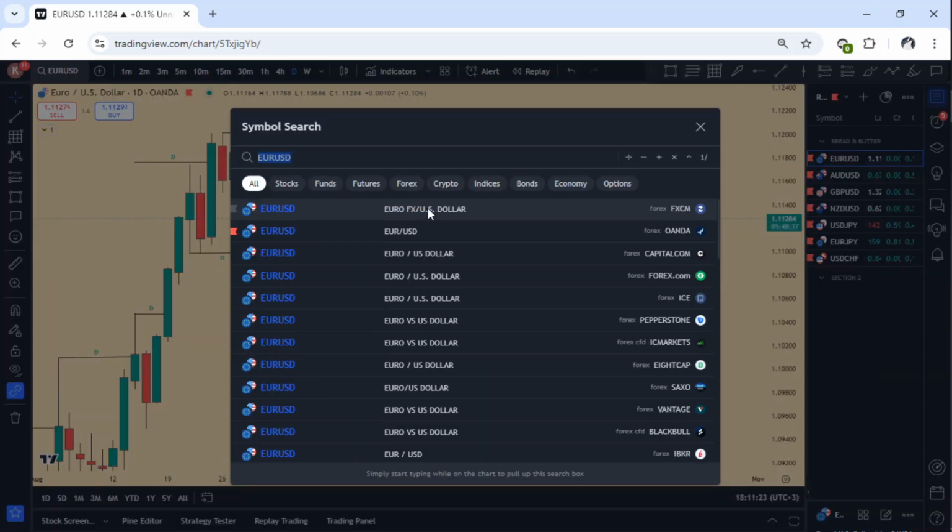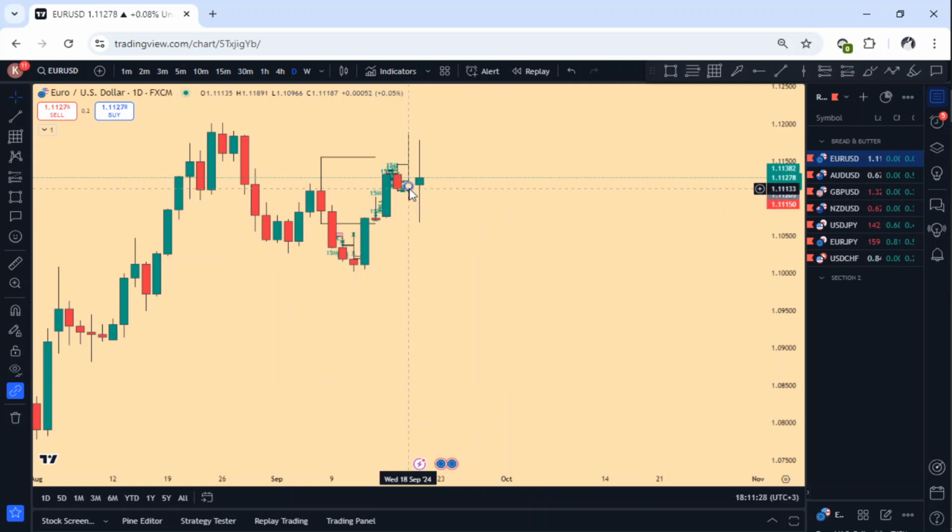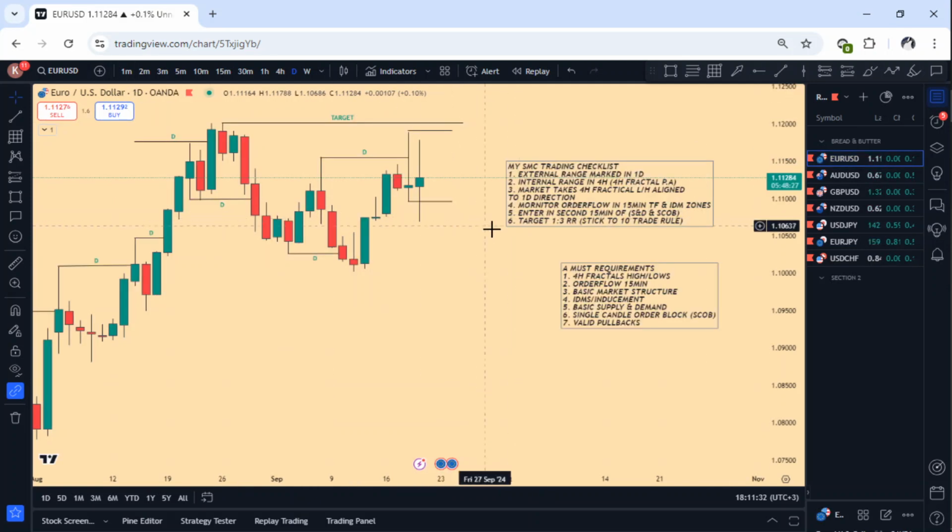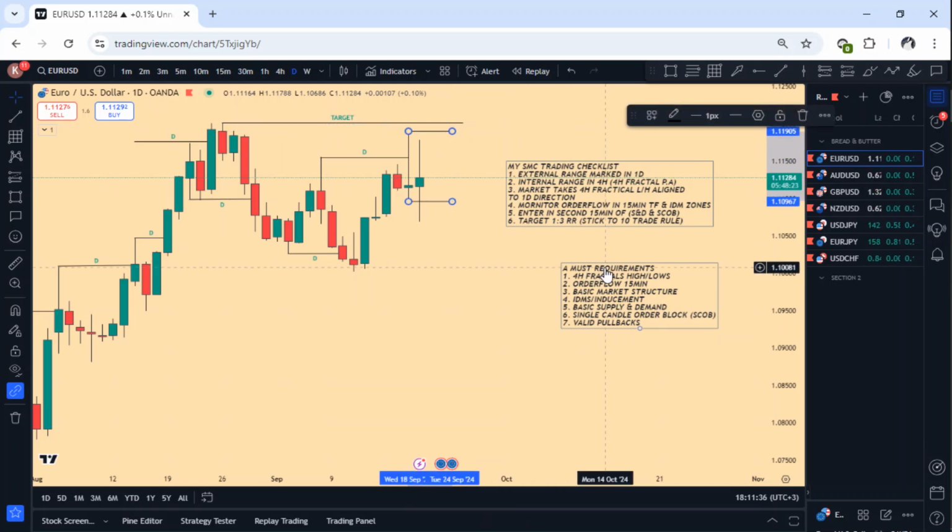I did not even check. I just took the trade on Oanda. FXCM also closed bullish, which is nice. So this was our marked trading range, high and low. Simple. Now the next thing is internal range in 4 hours. So let's go to 4 hours.